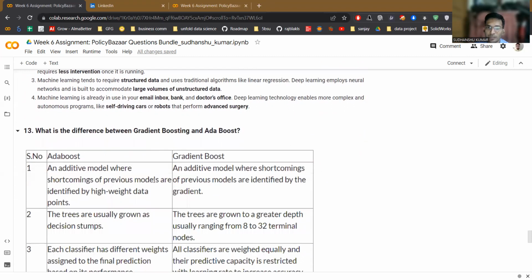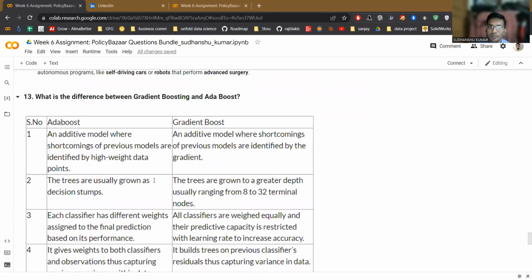What is the difference between AdaBoost and gradient boost? AdaBoost is an additive model where shortcomings of the previous model are identified by high weight data points, whereas in gradient boost, shortcomings are identified by its gradient. In AdaBoost, trees are usually grown as a stump, that is, a depth of one, or only one node. And in gradient boost, trees are grown to a greater depth, usually ranging from 8 to 32 terminal nodes.